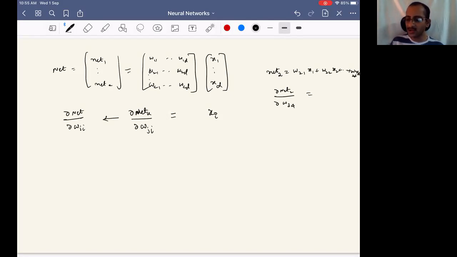Because w_34 is some element in this matrix, I can still find the derivative. I and j can take values other than k. So I can write like this. What is the answer now for this? 0. Yeah. So now if I find ∂net_2/∂w_23, or w_24, what is the answer? X4.